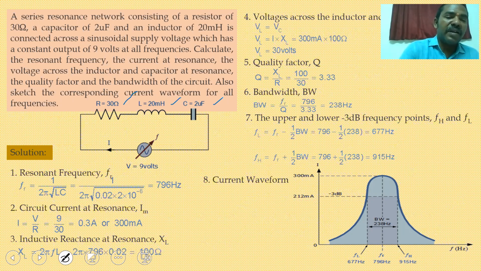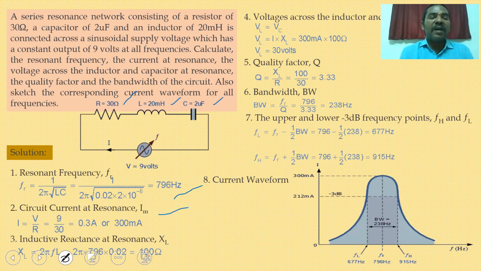So the resonating frequency f naught is equal to 1 by 2 pi root of LC. So here they are given the L value is 20 millihenry and the capacitance value is 2 microfarads. If you substitute, you can get 796 hertz. Then under resonance condition, the current I naught is equal to V by R. So V value is 9, R value is 30. So we are getting 0.3 amperes or 300 milliamperes.